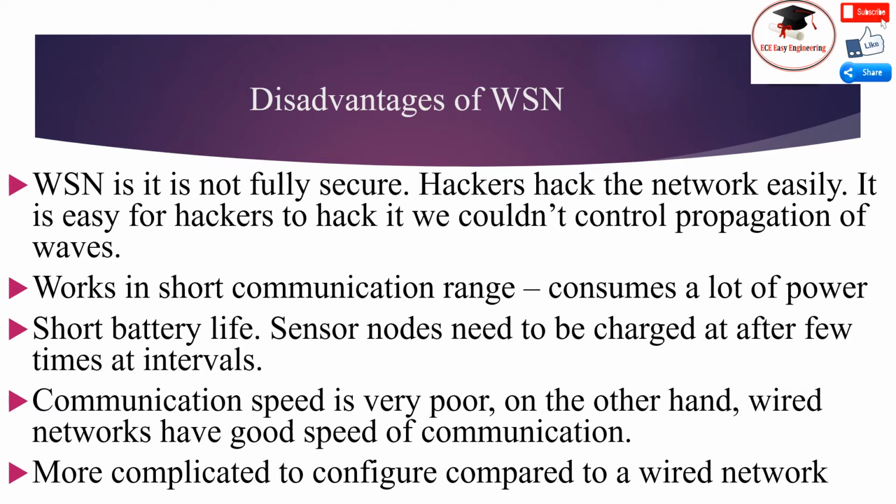Consumes a lot of power. It has a short battery life. Sensor nodes need to be charged after a few times at intervals. Communication speed is very poor. On the other hand, wired networks have good speed of communication, but are more complicated to configure compared to the wireless network.